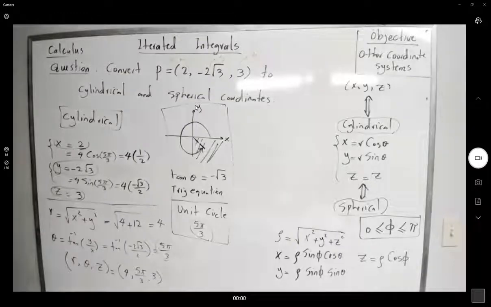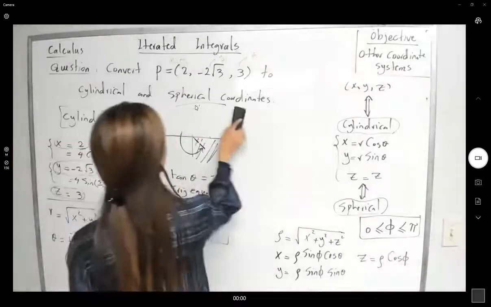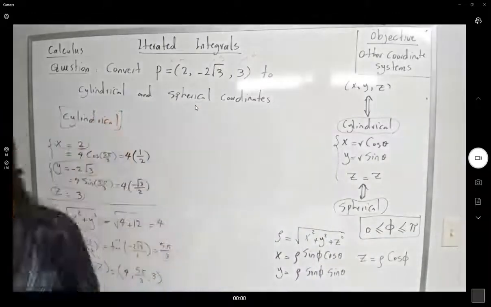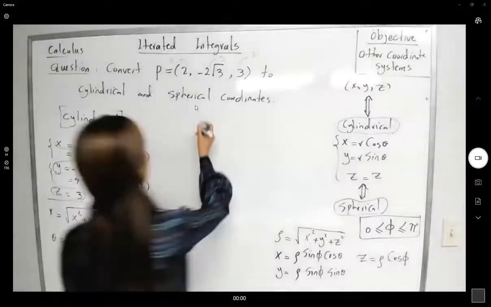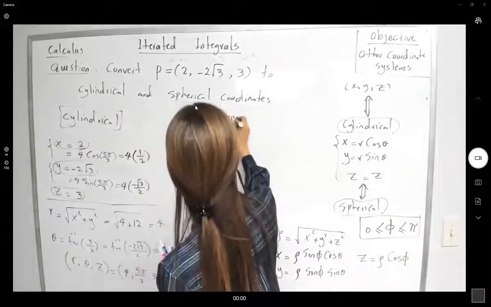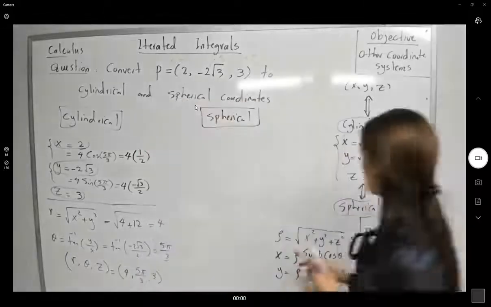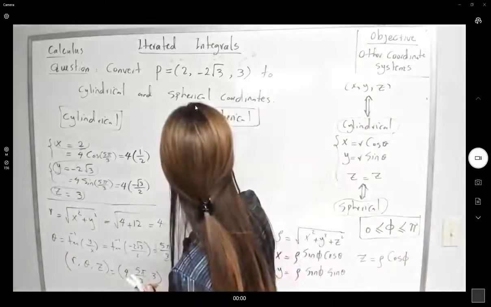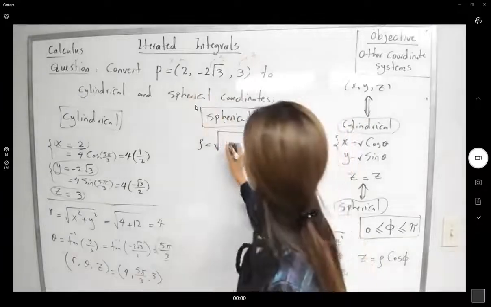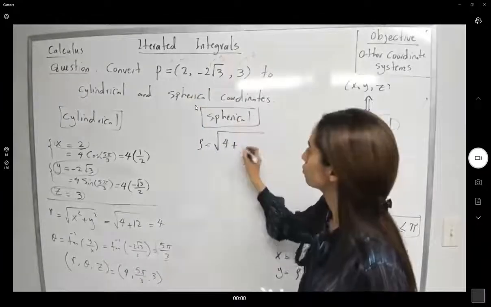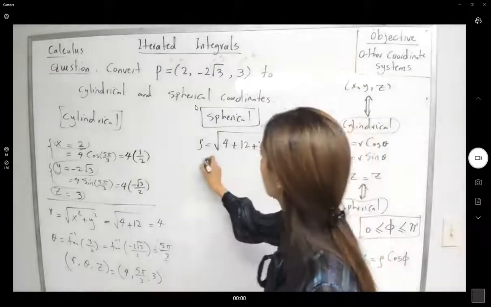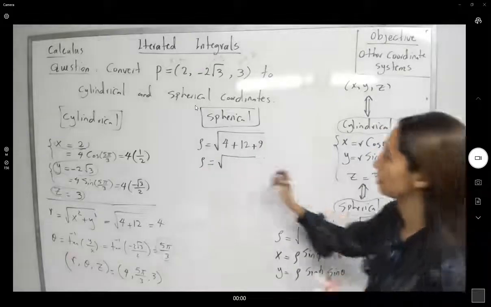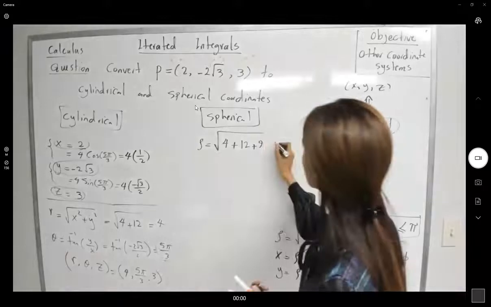Well, how do we convert that into spherical coordinates? In spherical coordinates, we have rho, which is equal to the square root of x squared plus y squared plus z squared. So this is my rho. Rho is not very hard to calculate. X squared, 4, plus y squared, 12, plus 9. So my rho is equal to, well, I have 16 plus 9, 25. So my rho is equal to just 5.